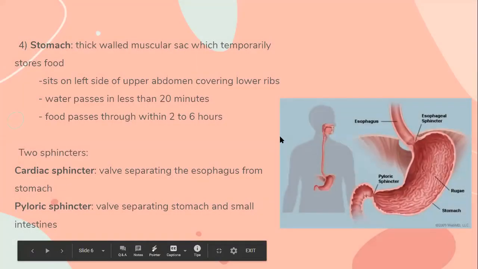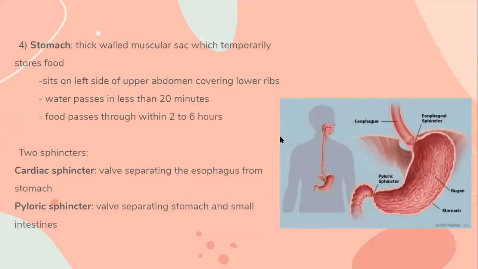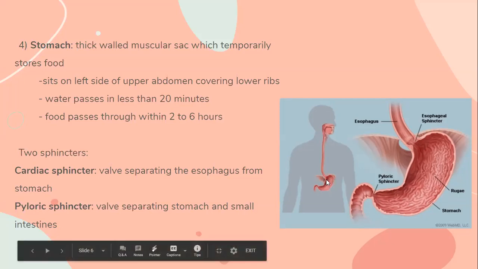Next in the GI tract is the stomach, probably the most well-known, and it's a thick-walled muscular sac which temporarily stores food, and it sits on the left side of your upper abdomen and covers your lower ribs. I think a common misconception, at least when I was little, I thought the stomach was near your belly button. It's actually a lot more upward than that. It's also on your left side, not smack in the middle. It's kind of shaped like this, and it rests on the left side.